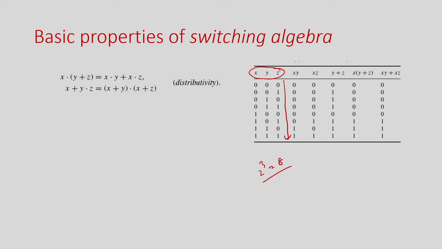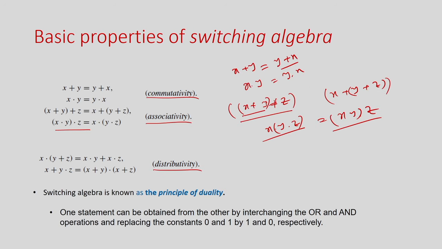In this case, the easy way to prove it is that you do x or y and you get the result. Then you do that result or z, and you will get some result, right. And then you do y z first, and with that result, you do or with x, and you will end up having the same result. So with the truth table, we can prove that this associativity holds, okay.